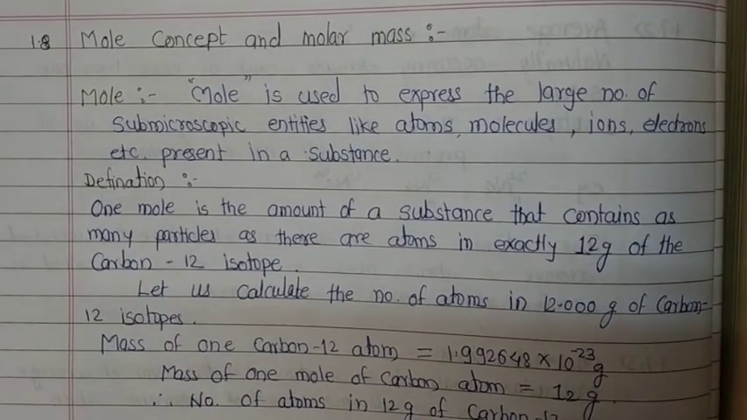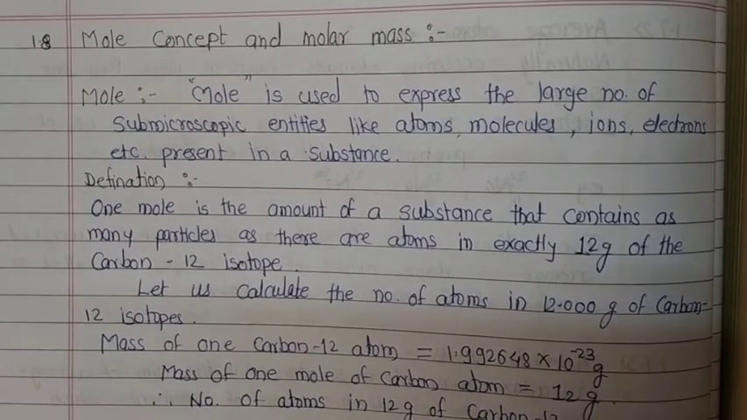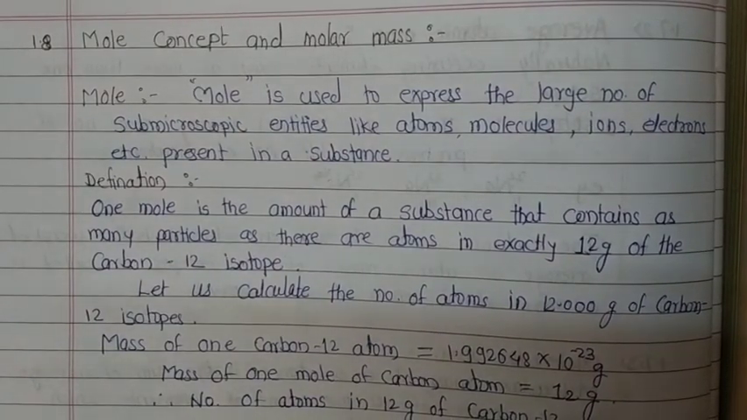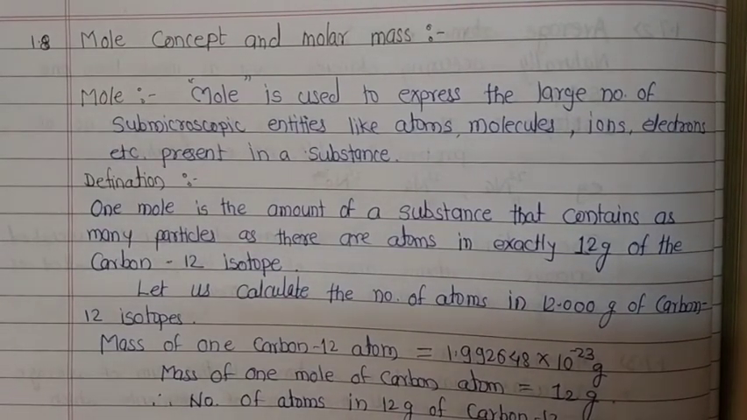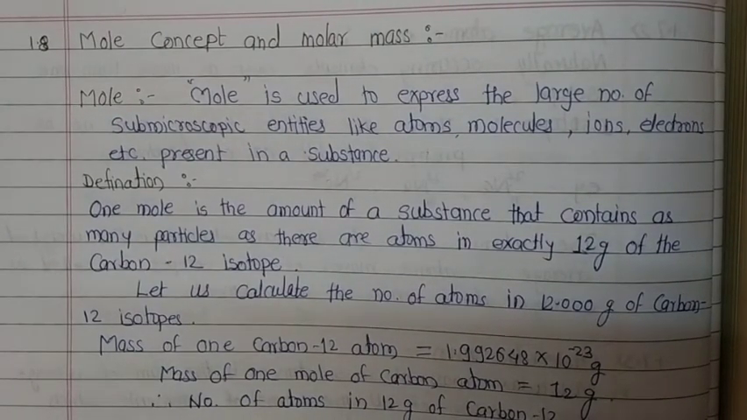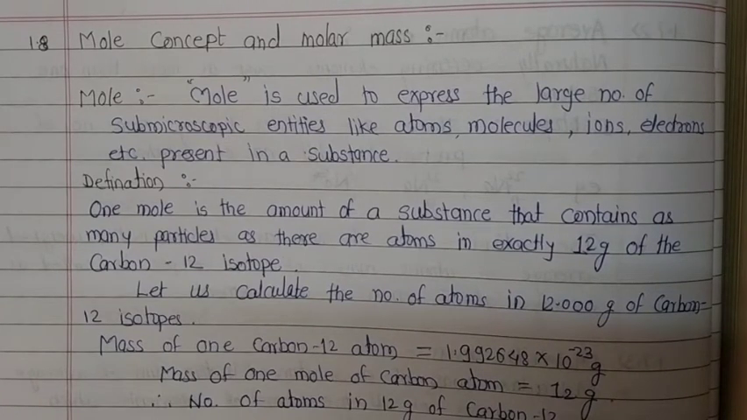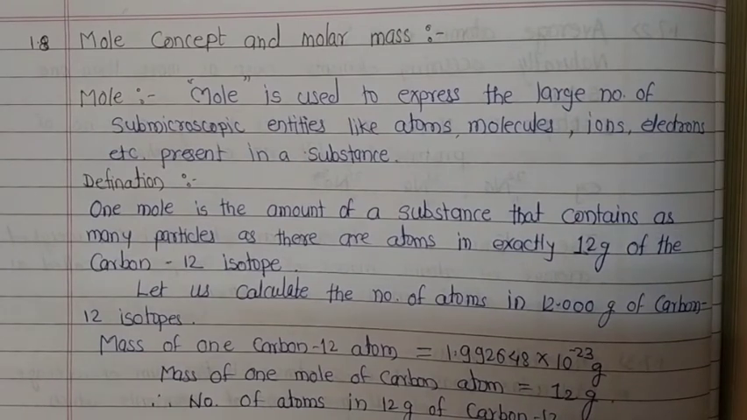Expressing a large count of objects is made easy by using quantitative terms such as dozen and gross, but a small amount of any substance contains a very large number of atoms or molecules. So for counting these we use a quantitative adjective, that is mole, to express the large number of submicroscopic entities like atoms, ions, electrons present in the substance.